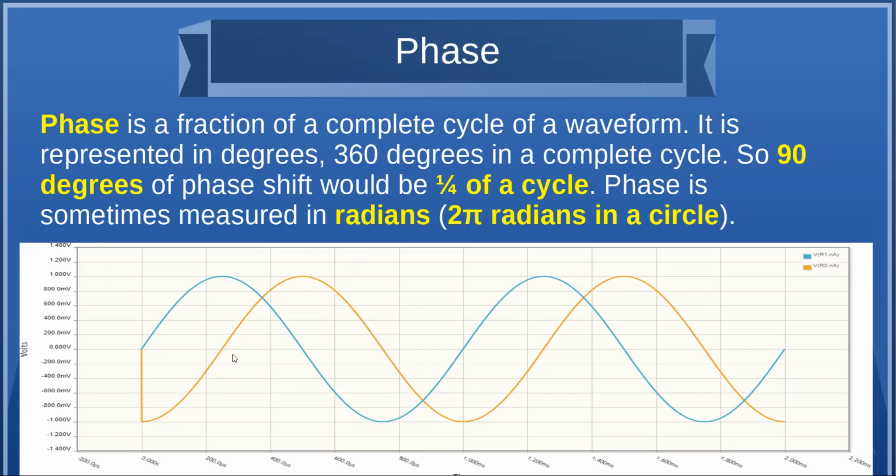And this is just showing what a 90-degree phase shift looks like between these two waveforms. So the peak of this waveform turns out to be at 90 degrees, and the peak of this one is at 180 degrees. So there's a 90-degree phase shift between the two.